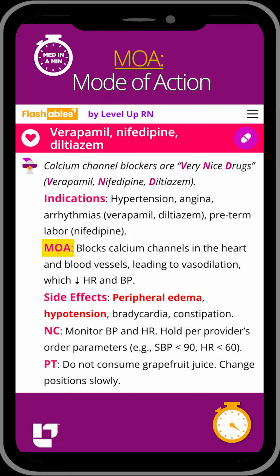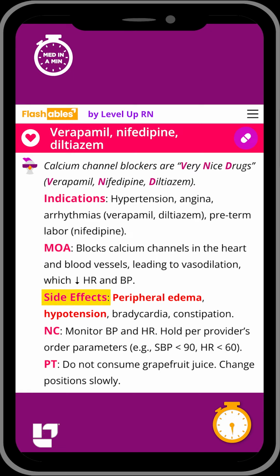They work by blocking calcium channels in the heart and blood vessels, which results in decreased heart rate and blood pressure. Key side effects include peripheral edema and hypotension, which are bold and red on this card because you are likely to get tested on that in nursing school. Other side effects include bradycardia and constipation.